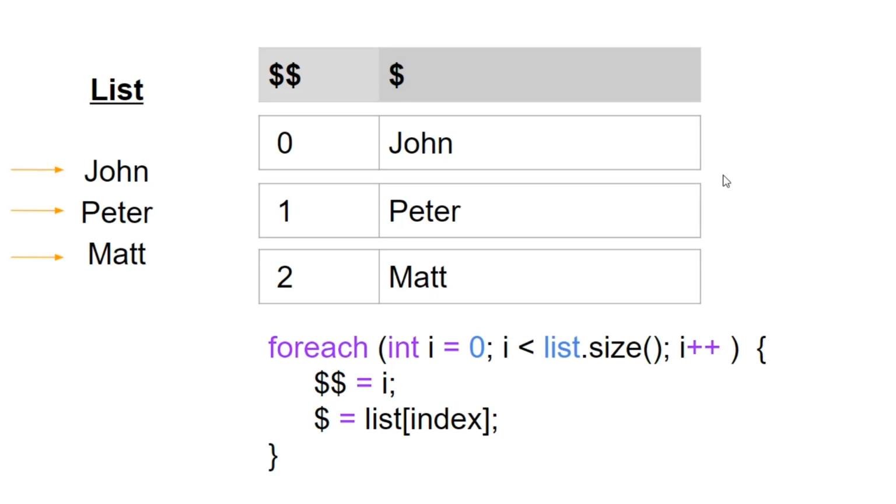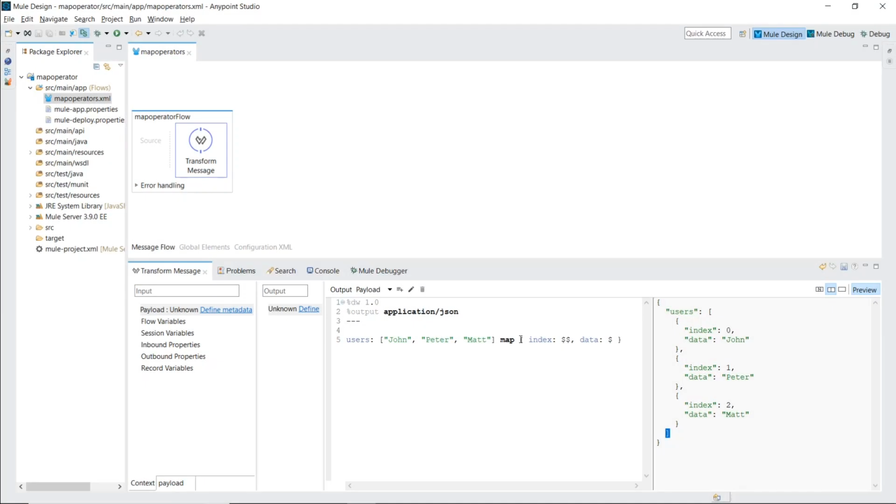So back in AnyPoint Studio, the function on the right side of the map operator makes a little bit more sense now. So we're using the key index and we're printing out what we said that DataWeave stores the index under using the double dollar sign variable. And we're printing out the element using the dollar sign variable. And as you can see in the preview, it's John when we're looking at the first element, Peter when we loop to the second element, and Matt when we loop to the third. So that handles the map operation where we're using an array as the input.